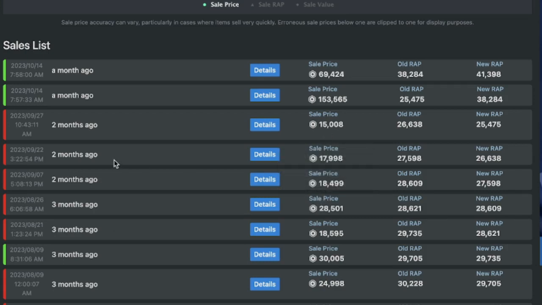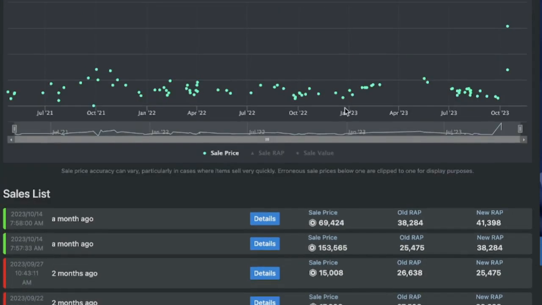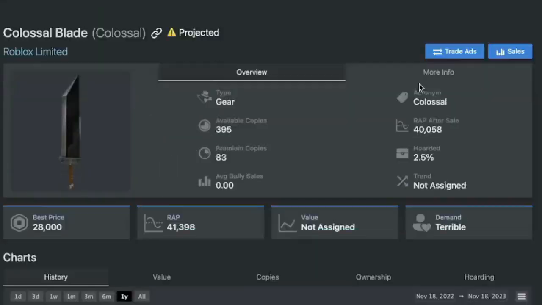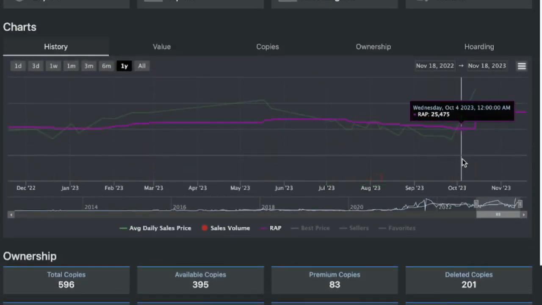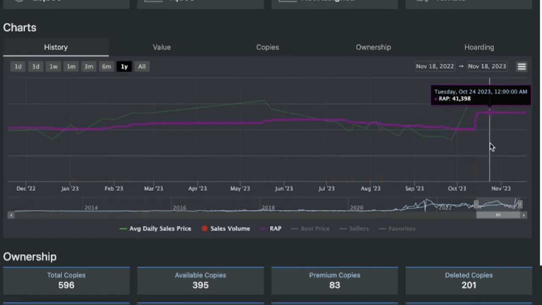So I'm assuming that someone bought up all the cheap copies and then ended up buying it for an extremely high price, and then buying it for a secondary very high price in order to artificially inflate the RAP of this item. But that is exactly what a projected is. Basically, someone will just buy it for an extremely high price and buy all the cheap copies, and that will raise the RAP of this item.